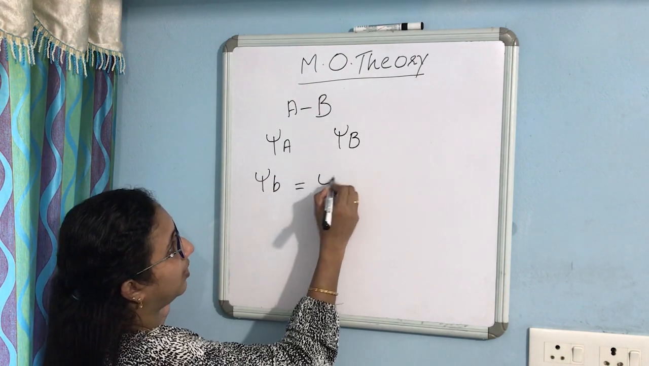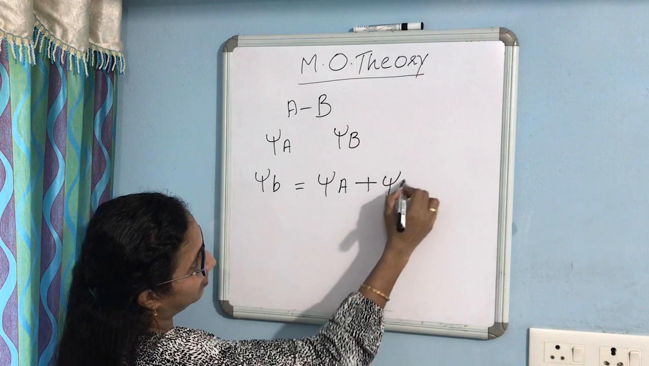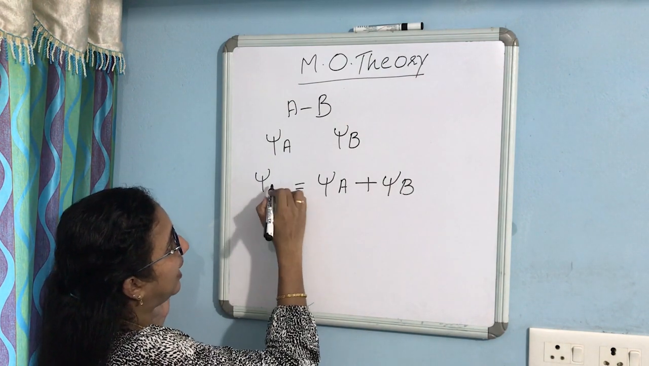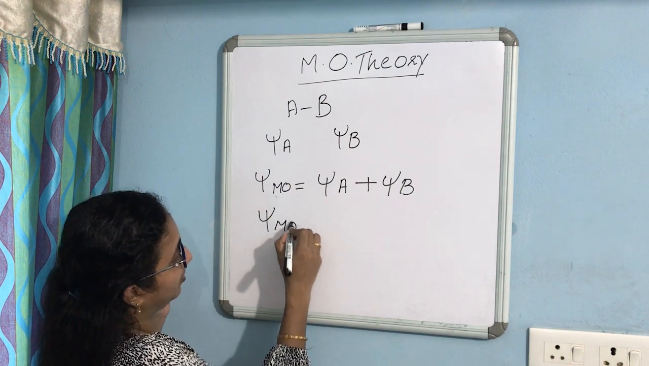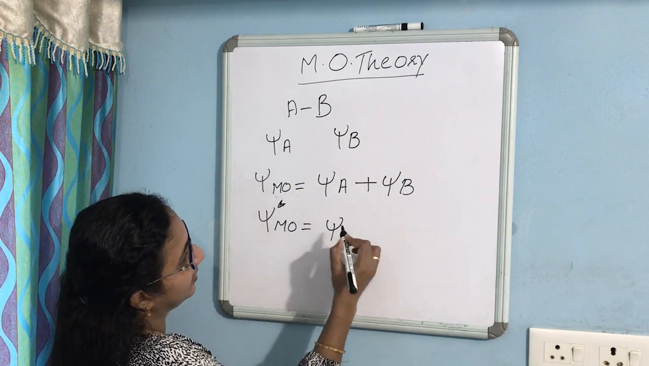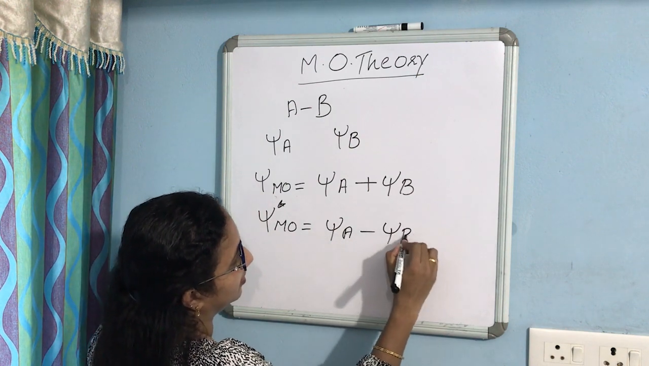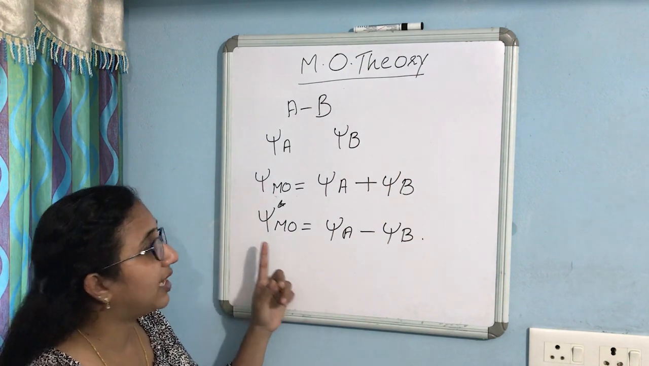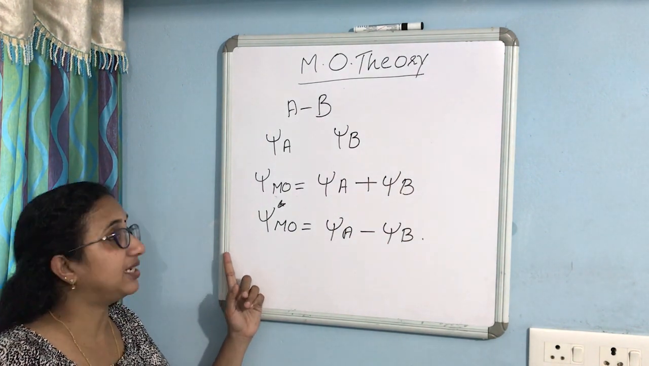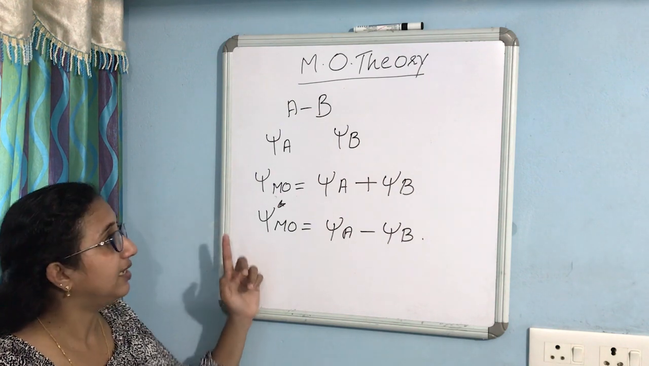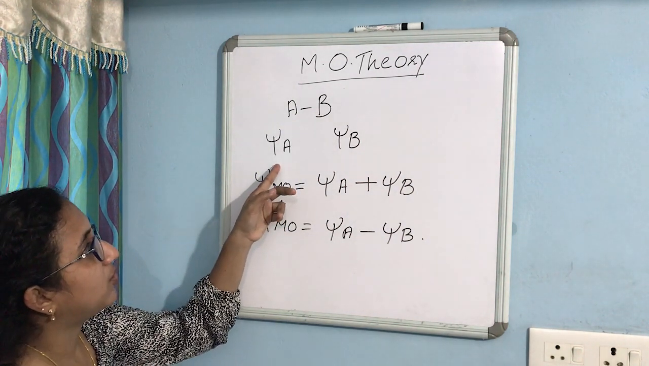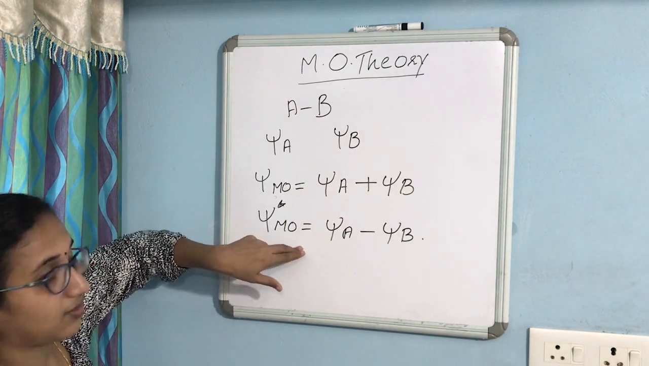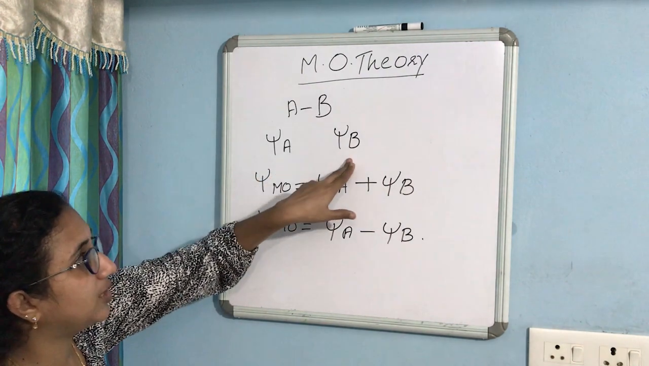It can be formed by addition or by subtraction. That means the combination can be either by addition or by subtraction. So we will get two molecular orbitals. That means, according to molecular orbital theory, the number of molecular orbitals formed will be equal to the number of atomic orbitals combining. Here psi A is the atomic orbital wave function of A and psi B that of B. So two molecular orbitals are formed by the combination of two atomic orbitals.